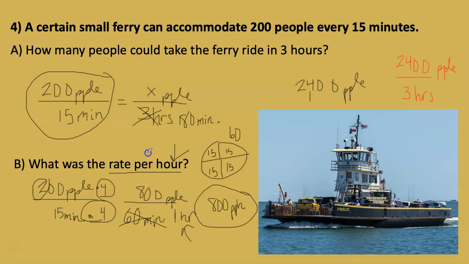The other way we could have figured out this rate per hour is to say, hey, guess what? This rate was already in hours, and we found that for 3 hours, 2,400 people could ride the ferry. And this looks a little messy, so I wrote it over here. 2,400 people every 3 hours. And then we could just divide it to find the people per hour. So 24 divided by 3 is 8. So 2,400 divided by 3 is 800. So we found the exact same answer, but this is just a different method we used.